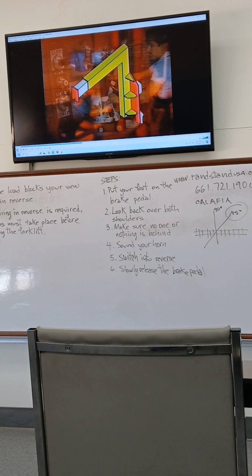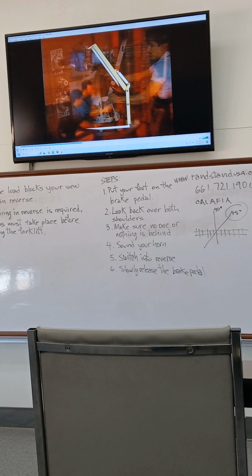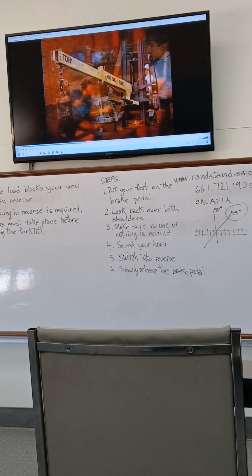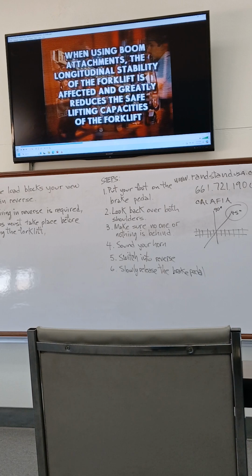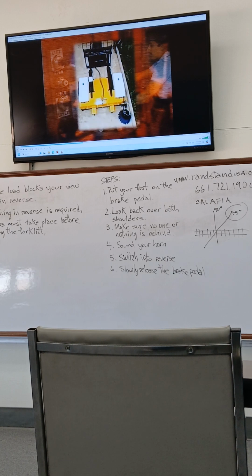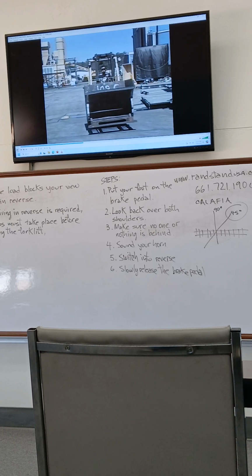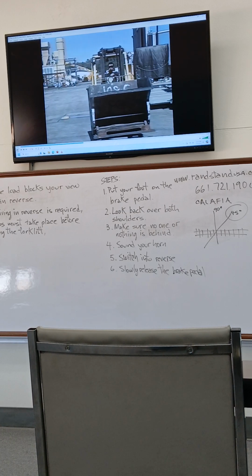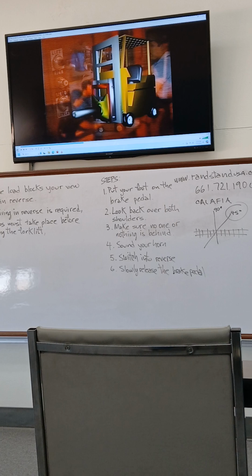Next, there are a variety of booms, which extend the ability of the forklift to lift long loads. When using boom attachments, the longitudinal stability of the lift truck is affected and greatly decreases the safe lifting capacities of the forklifts. Next, there are other attachments, such as floor sweepers, tippers, or trash hauling attachments. Rams for specific service, such as lifting large wire coils and other uses.